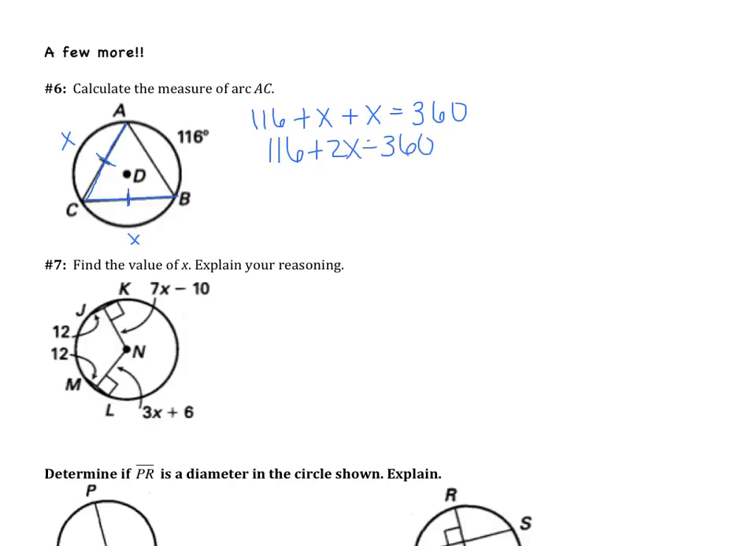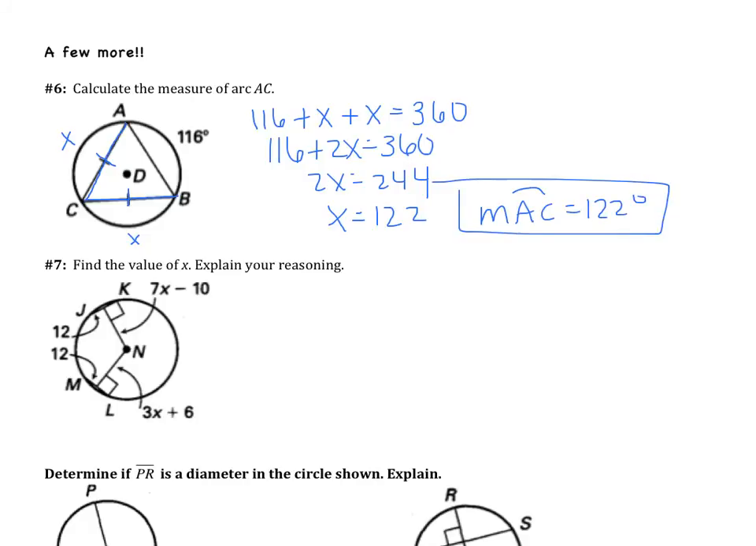Subtracting 116, I get 2X equals 244. If I divide by 2, I get X equals 122. So I would say the measure of arc AC is 122 degrees. So hopefully you got that one right. Next, let's move on to example 7. It says find the value of X and explain your reasoning.